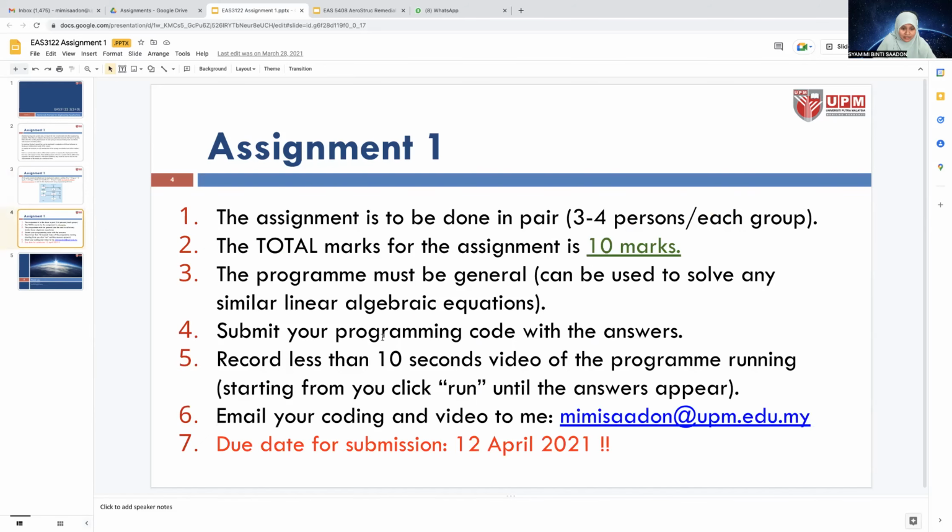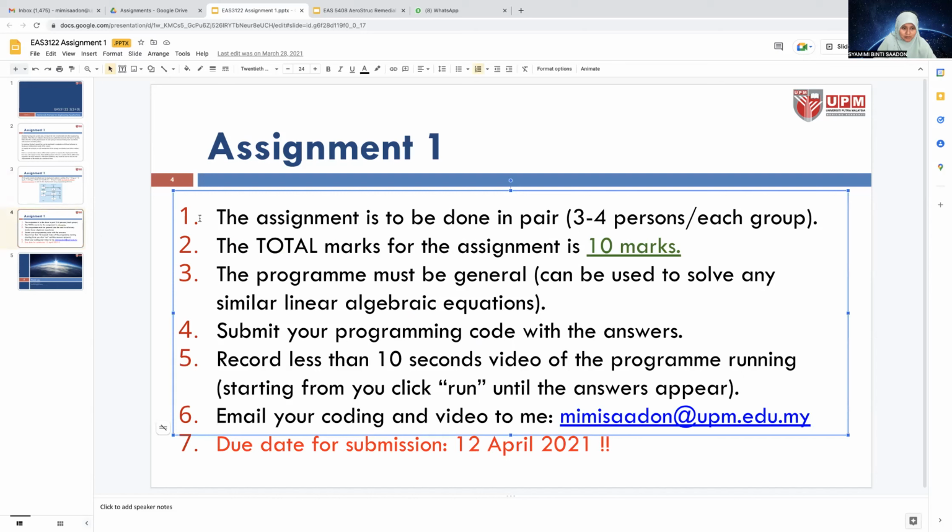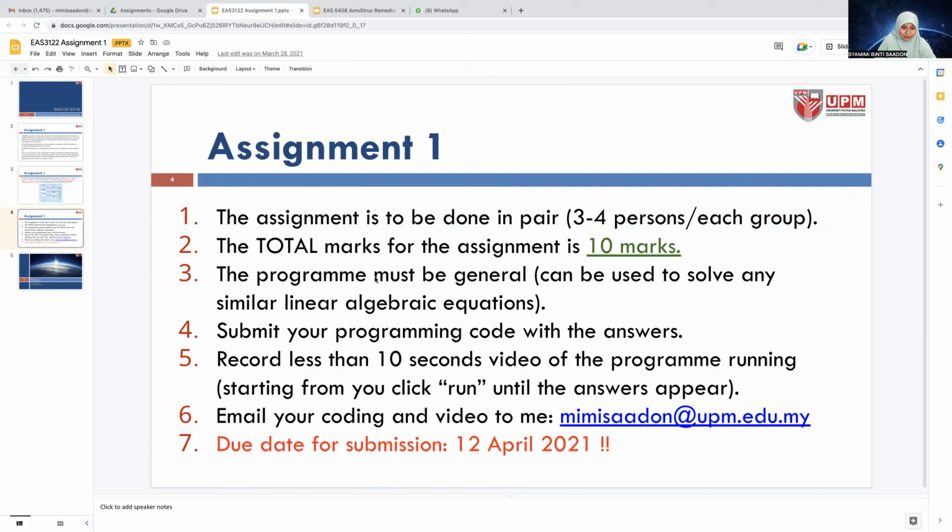The instruction here I will edit. You need to submit your programming code, with a video of less than 10 seconds of the program running to show that you have coded the program and the calculation, and email your coding and video to me.